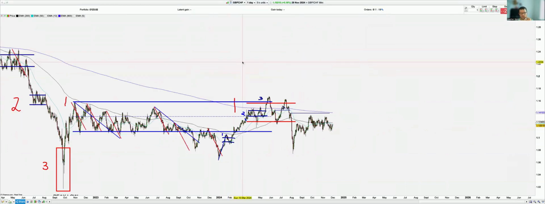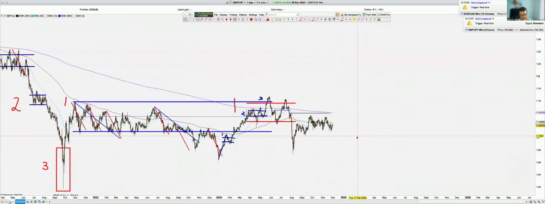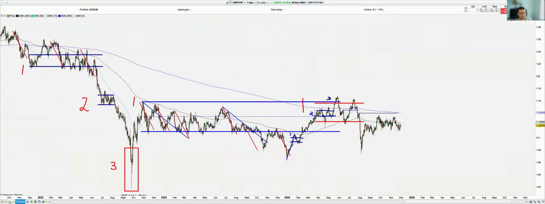GBP CHF, looking slightly different to the other CHF pairs. These two peaks here, I don't love them at all, really. I do like this shoulder head shoulder. I do like the fact that we're in the first zone of consolidation. I'm not going to spend too much energy on it because I just feel it's going to hurt me.